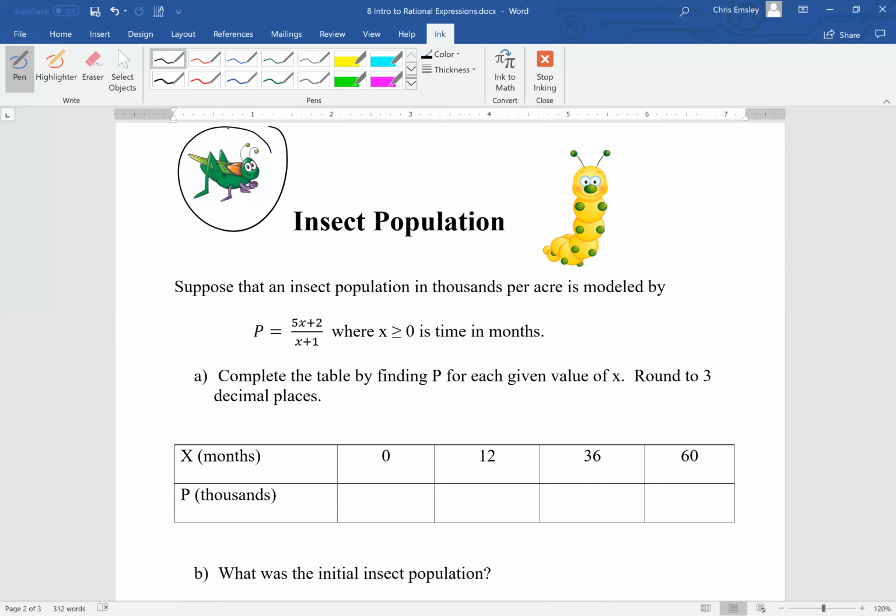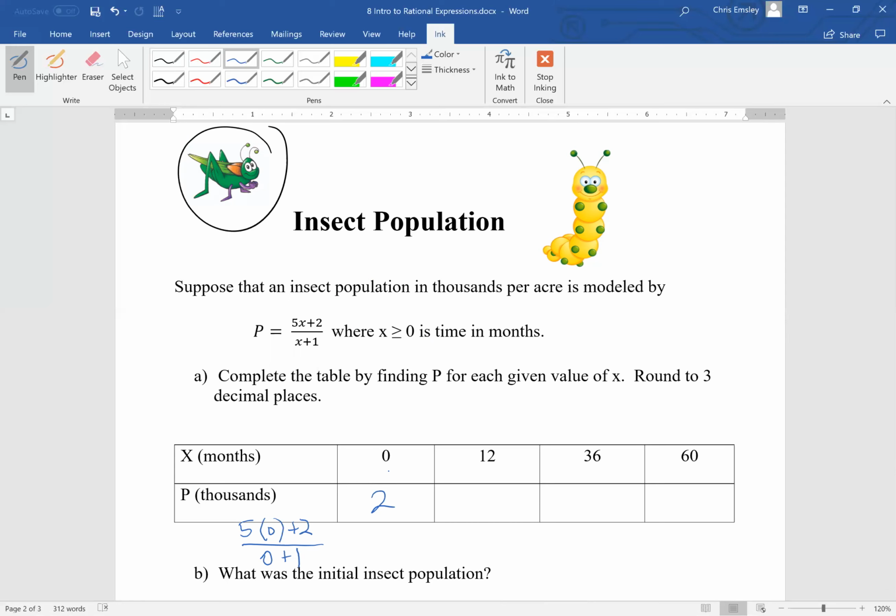Okay, so first thing we want to do is plug in 0 for x, and that will tell us how many bugs or how many insects we're starting with. So 5 times 0 plus 2 over 0 plus 1. Well, that's just 2 over 1, which is just 2. Now remember, be careful, it says P in thousands. So the answer we're going to write in there is just 2. But remember, that really means there aren't 2 bugs, there are 2,000 bugs, because we're measuring in thousands.